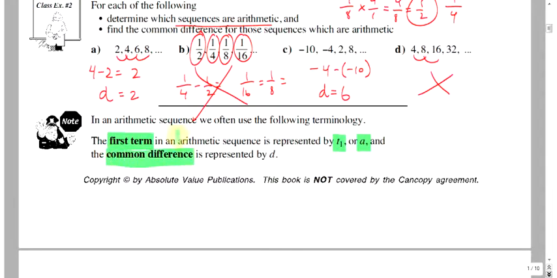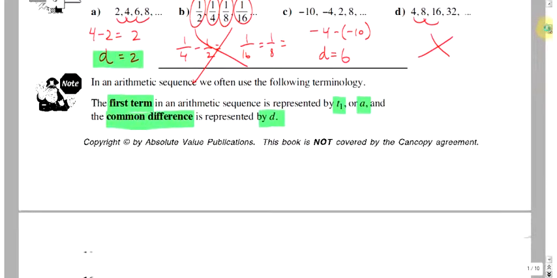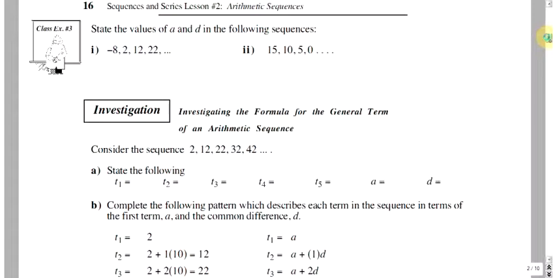Common difference is D, okay? Because we don't want to write common difference every time. I don't want common difference in my formula. I just want one variable. That variable is D. Okay? State the values of A and D. What's A? Jake? A stands for? First term. Quick learner. What's the first term in the sequence? Trick question. It's the first one.